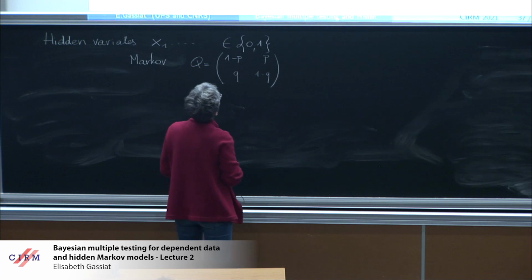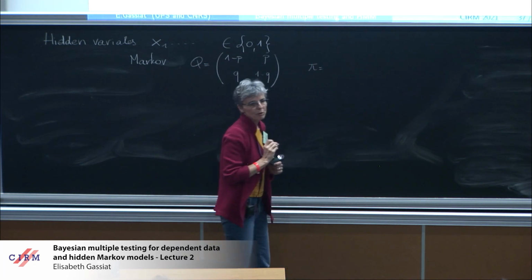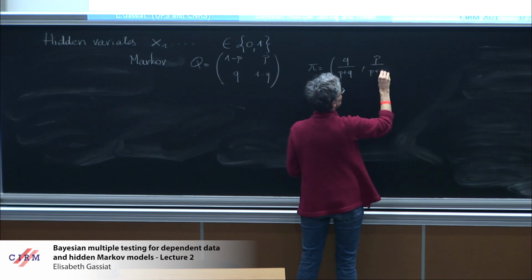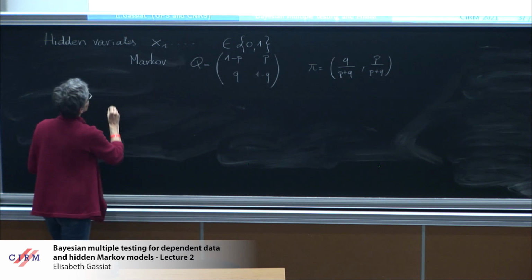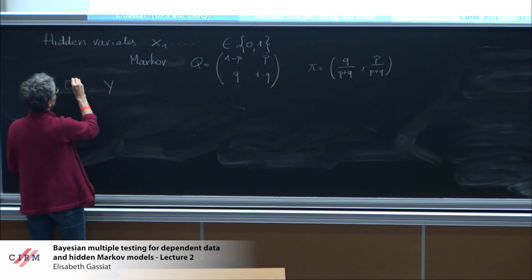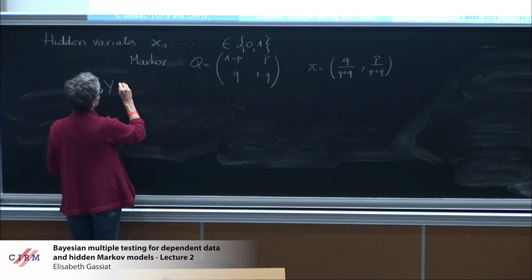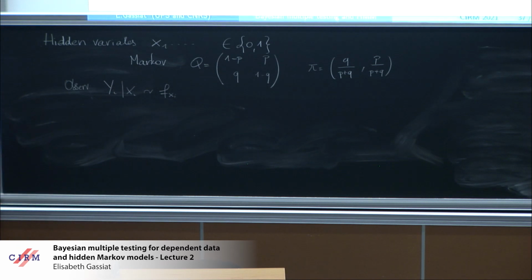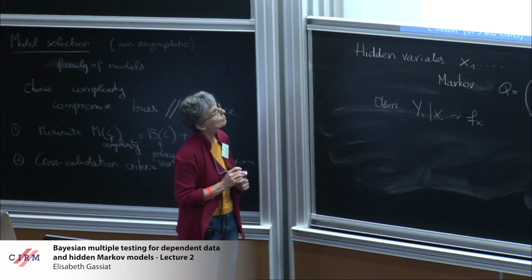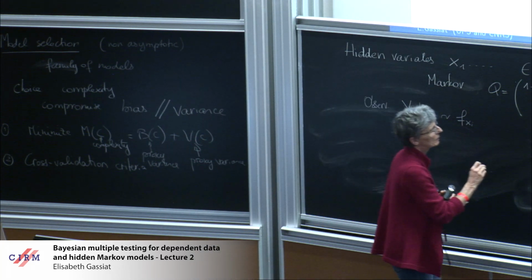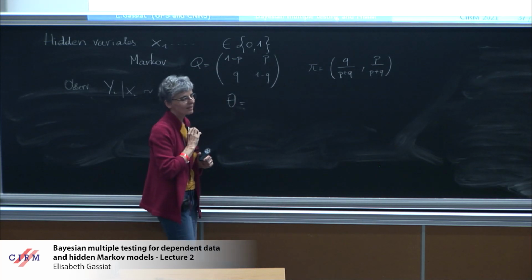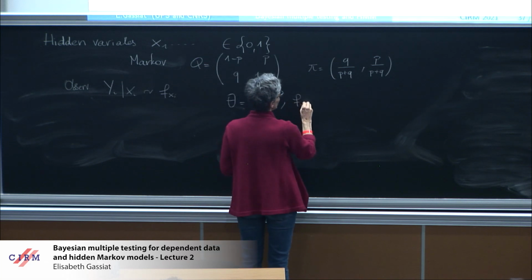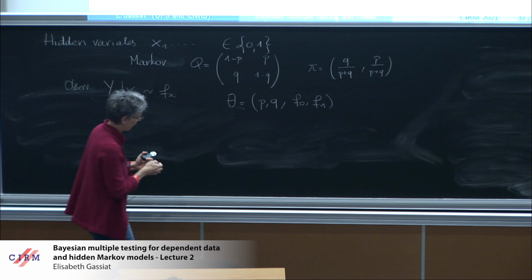If you compute the stationary distribution, in case it's possible, and then the observation is of density F0 or F1, depending on the state X, and the parameter will be denoted by theta. So this is no more my latent variable. And the parameter, there is only little p, small q, and the two emission densities. So this will be the setting.